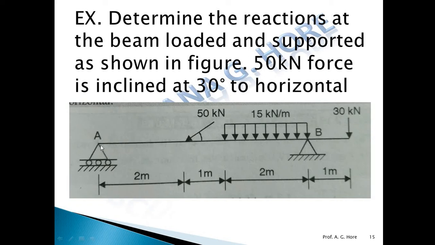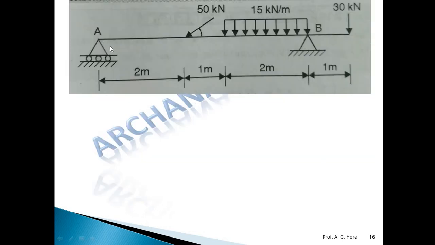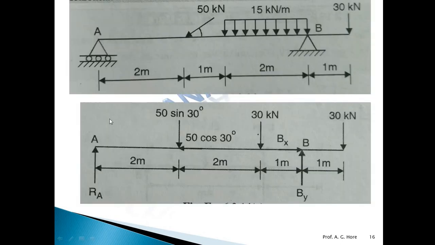Again draw the FBD of this beam and convert this UDL into a point load. Remove the supports and show the support reactions. So the FBD of this beam is like this: a roller support with one vertical reaction, because this surface is horizontal.